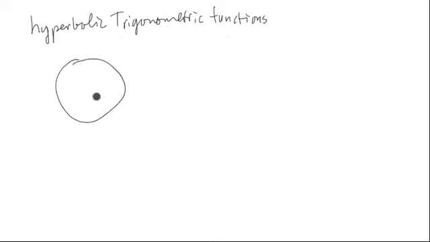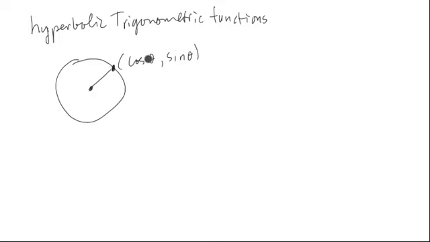Let's take a look at hyperbolic trigonometric functions. Okay, we now have trigonometric functions, and trigonometric functions, like cosine and sine, parameterize a circle. Namely, we can plug in something here to cosine and sine and have coordinates on the unit circle around.